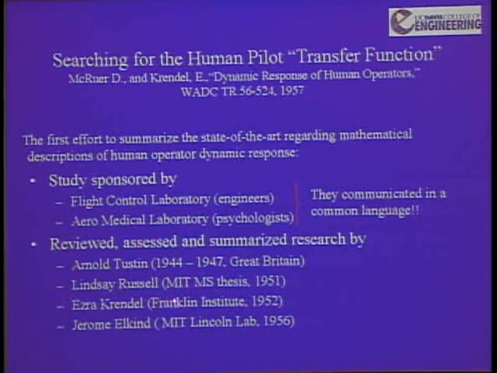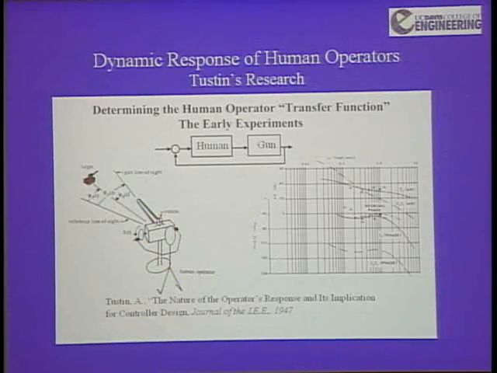Ezra Crendel, at that time with the Franklin Institute in 1952. And Jerry Elkind, at that time, was at the MIT Lincoln Lab in 56. Now, these are some of the early researchers who were looking at this idea of developing the human pilot transfer function. Okay. Let's look at Tustin's early work.